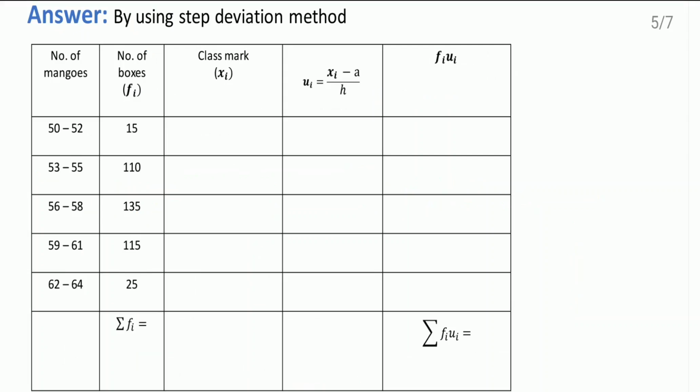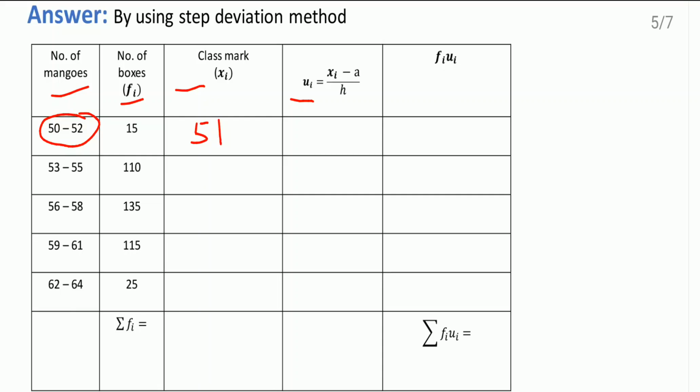For the step deviation method, look at the table. First column, second column same. In the third column, class mark is there. In the fourth column, you need to find out ui, which is equal to (xi minus a) by h. I will explain what this is. And then finally, fi into ui. First, we'll find out the class mark. Class mark means the average of a class: upper limit plus lower limit divided by 2. So 50 plus 52 by 2, we get the answer as 51. Somewhere the middlemost value.